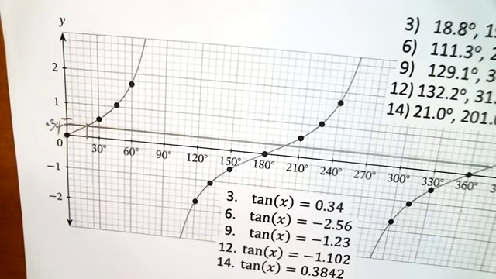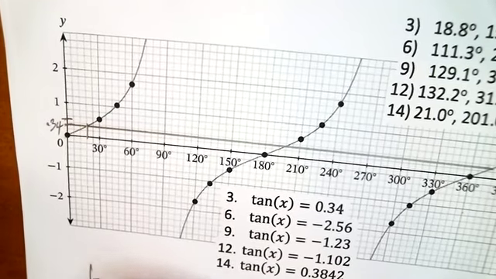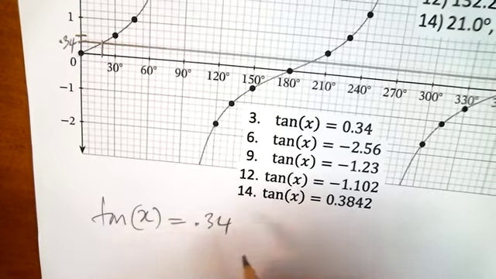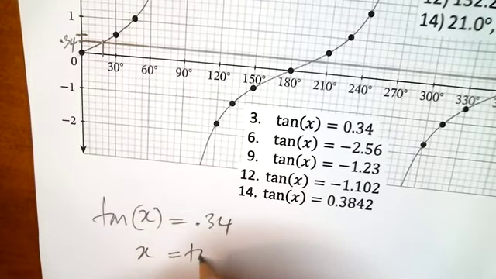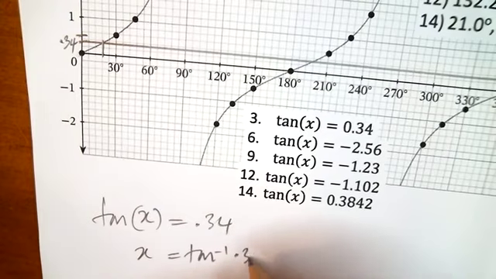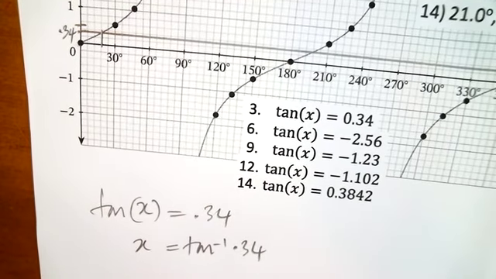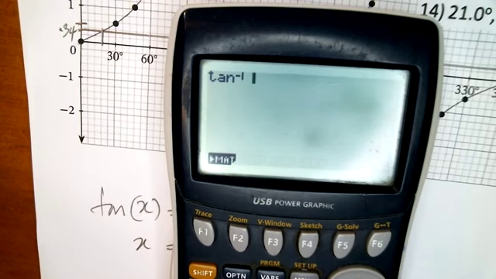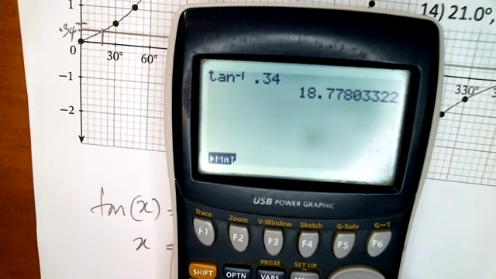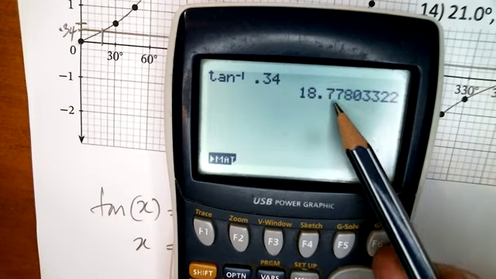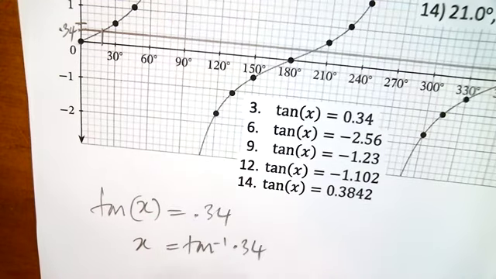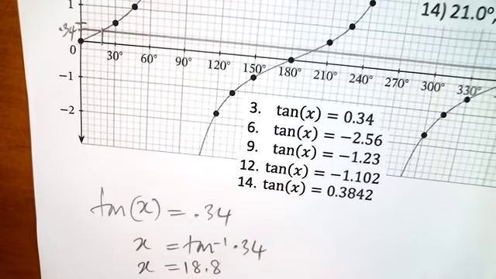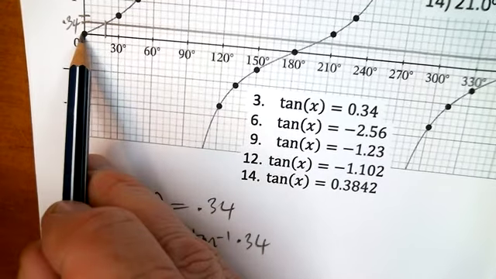I'll do it on the calculator. Tan x is equal to 0.34, so x is equal to the arctangent of 0.34. Let's see what that comes to. The arctangent of 0.34 is 18.8. So x is 18.8 from the no motion position.